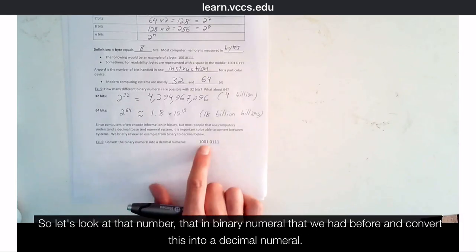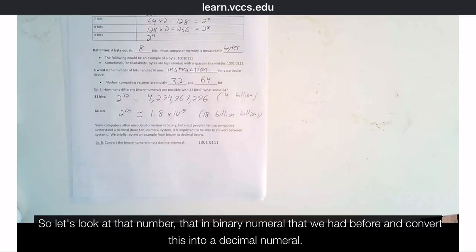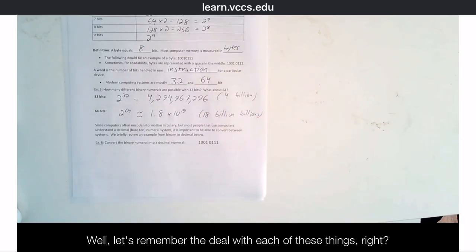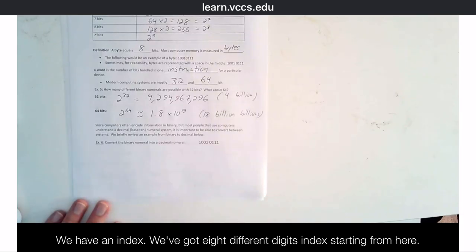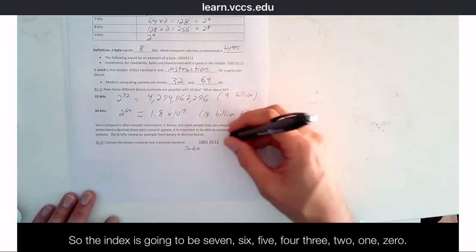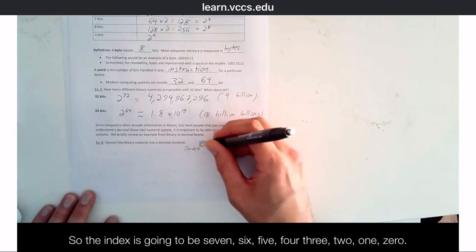So let's look at that binary numeral we had before and convert this into a decimal numeral. Well, let's remember the deal with each of these things, right? We have an index. We've got 8 different digits. Index starting from here. So the index is going to be 7, 6, 5, 4, 3, 2, 1, 0, right?